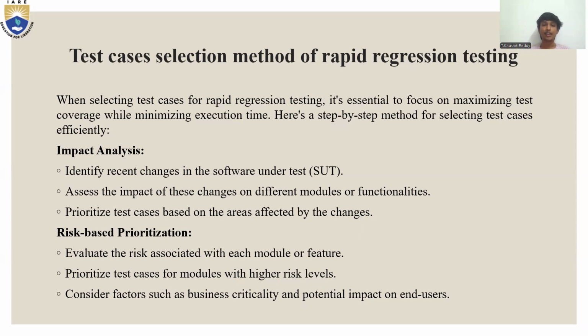Impact analysis: identify recent changes in the software under test. Next, assess the impact of these changes on different modules or functionalities. Prioritize test cases based on the areas affected by the changes. Risk-based prioritization: evaluate the risks associated with each module or feature. Next, prioritize test cases for modules with higher risk levels. Consider factors such as business criticality and potential impact on end users.